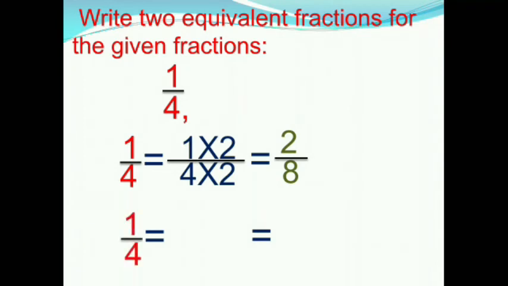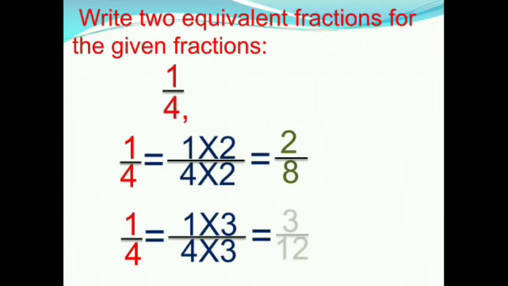Now we will find the third equivalent fraction of 1 by 4. To find the third equivalent fraction, we should multiply the numerator and denominator by 3. 1 3s are 3, 4 3s are 12. So the third equivalent fraction of 1 by 4 is 3 by 12.